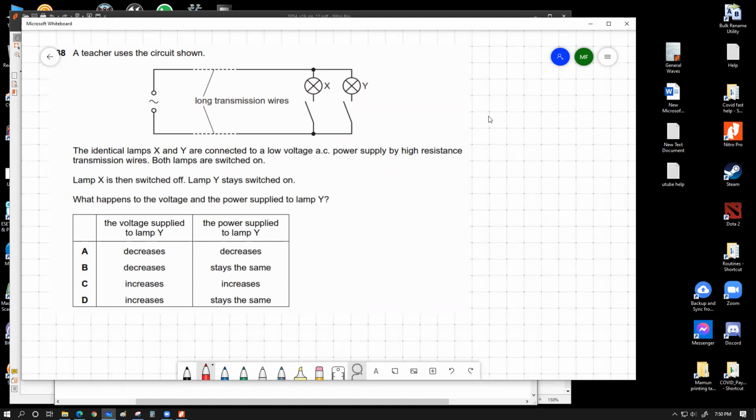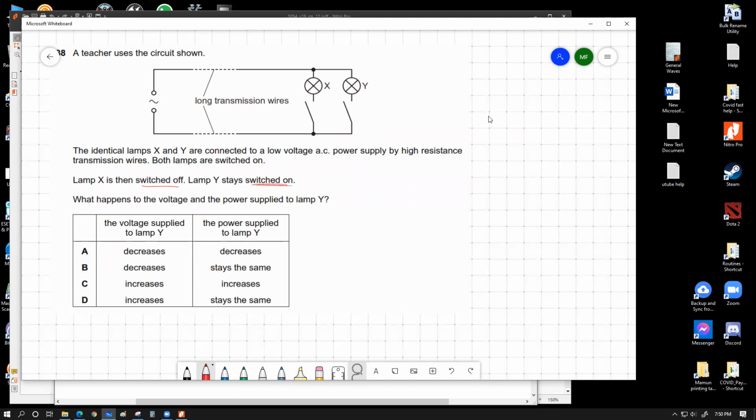A teacher uses the circuit shown. The identical lamps X and Y are connected to a low voltage AC power supply by high resistance transmission wires. Both lamps are switched on. Lamp X is then switched off. Lamp Y stays switched on. What happens to the voltage and the power supply to lamp Y?